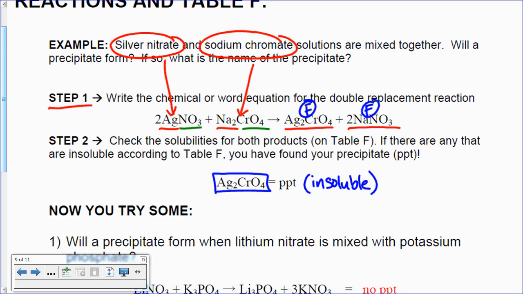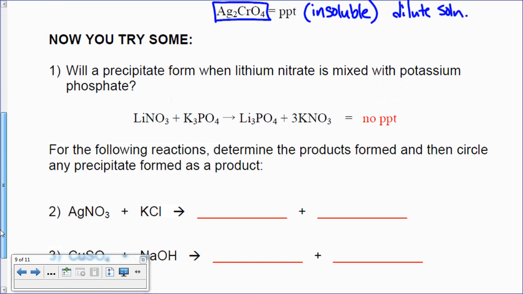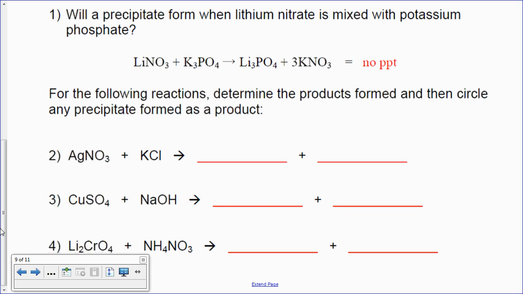And therefore, it would also make a dilute solution. And that's just from the previous slide of notes. So let's try a couple of these before we go. Will a precipitate form when lithium nitrate is mixed with potassium phosphate? This is another example. Lithium nitrate, we figured out our formula from table E. Potassium phosphate must be this other one. And we did the swap. We swapped the first parts with the second parts. That's called a double replacement reaction. And all of these will be double replacement, so you do the double swap.